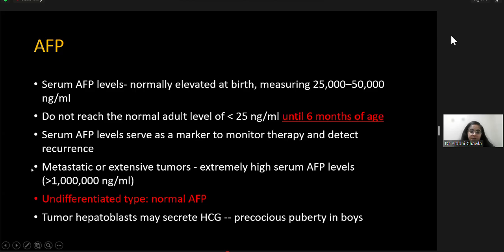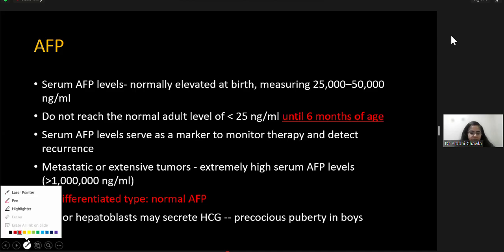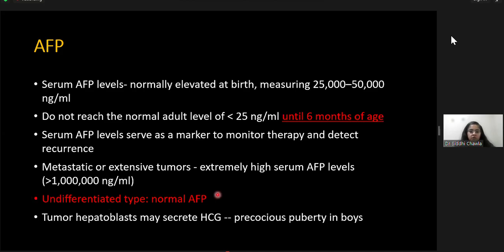Then the AFP level is also very important because it tells you about the metastatic burden and the extent of the tumor. So the higher the AFP level of the patient, the poorer is the prognosis. Sometimes values up to 10 lakh have been seen. And one very important thing that I want all of you to remember is that not all histological types of hepatoblastoma have an increased AFP. As you can understand, it is alpha fetoprotein.